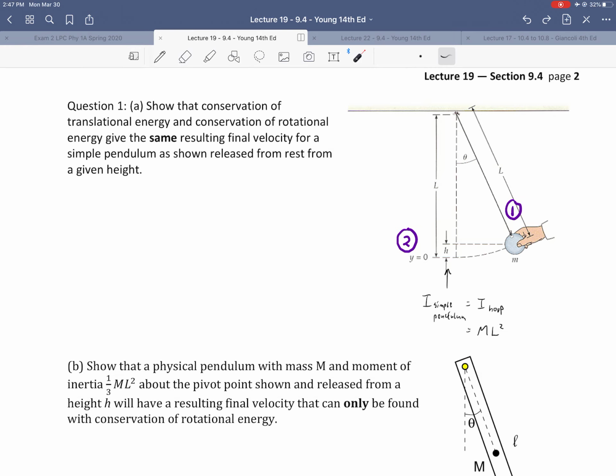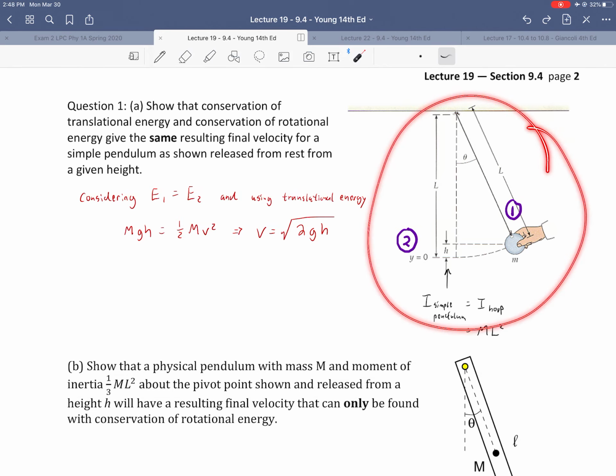So how are we going to approach this? Well, we want to start by considering energy 1 and energy 2 using conservation of mechanical energy, and we're just going to use translational energy. So given translational energy, we have an mgh and a 1/2 mv squared, which gives us a final velocity of the square root of 2gh. Now we've done this before.